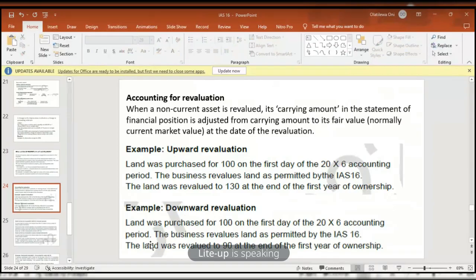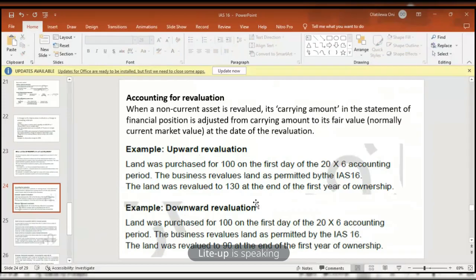The ones we've been doing so far is on cost model. That is, we know the cost of the asset, we charge depreciation, and then we use cost minus accumulated depreciation, and then we have what we call the carrying amount. But for this revaluation model, the method of charging is different. The method of charging this depreciation is different. So that's what we are going to be learning now. This example on upward revaluation and downward revaluation.